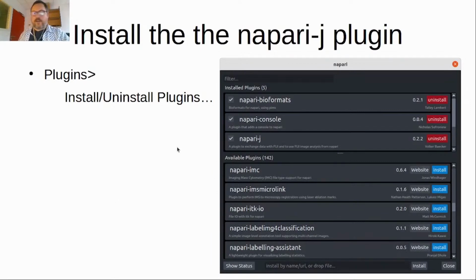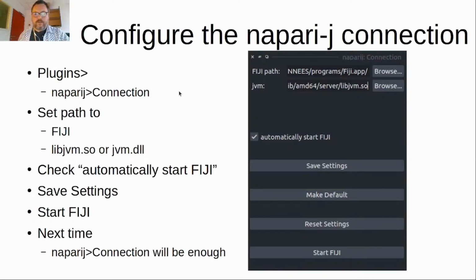Now the first time you have to do some configuration. You go to plugins, Napari-J connection after the installation, and you tell it where to find FIJI and where to find the Java virtual machine. Now you can check the automatically start button like this, so you don't have to manually start FIJI the next time you make a connection.